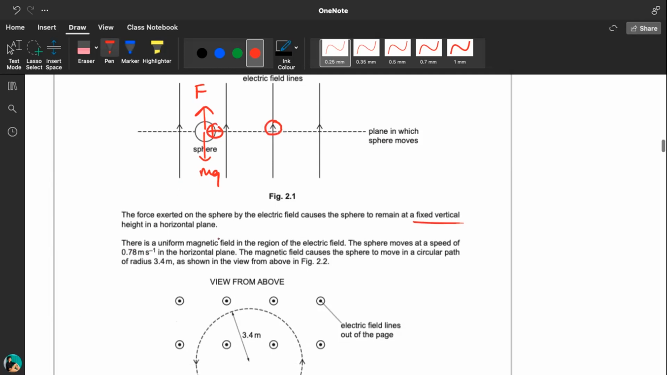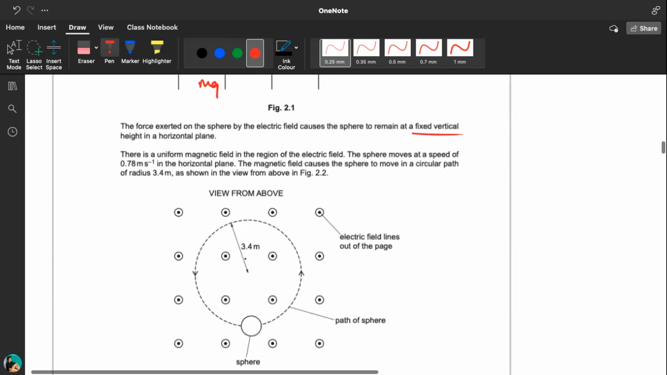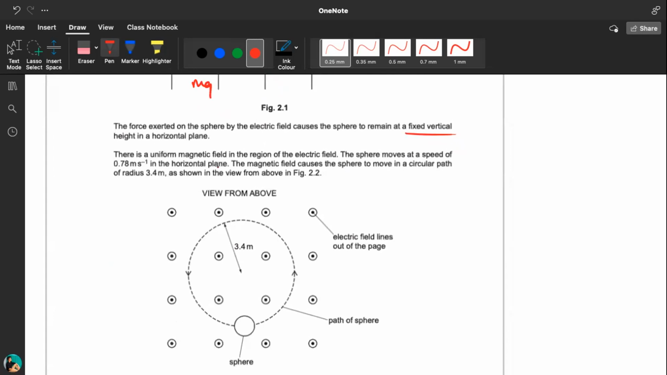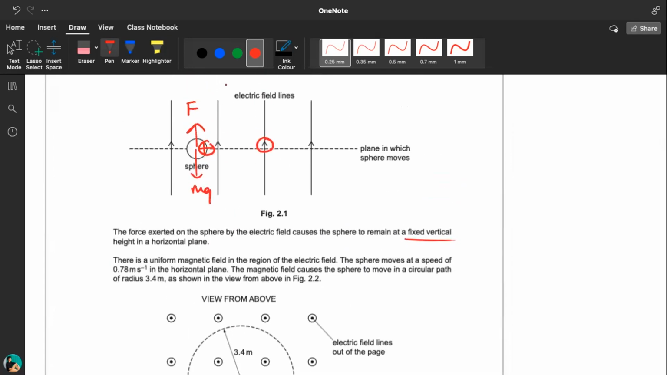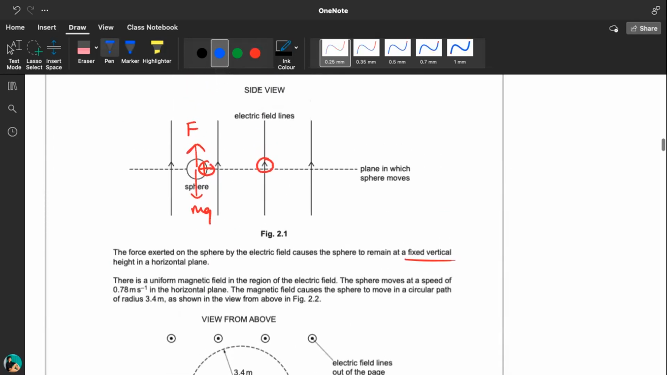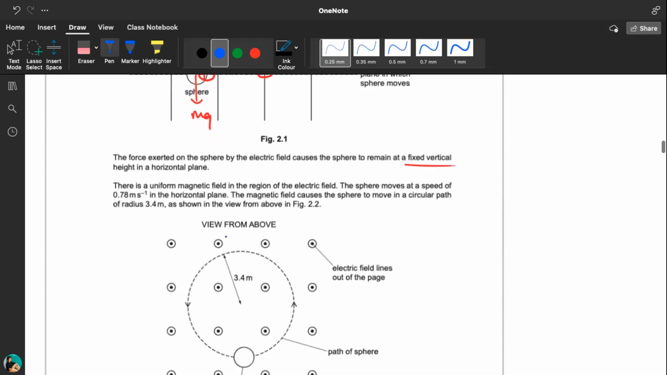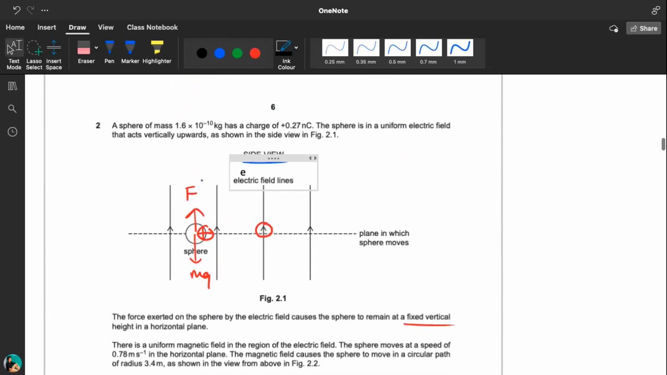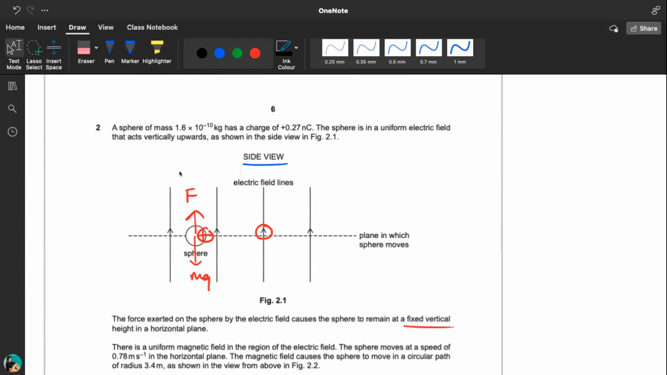There is a uniform magnetic field in the region of the electric field. The sphere moves at a speed of 0.878 in the horizontal plane. The magnetic field causes the sphere to move in a circular path, as shown in the diagram here, right? This is the view from above. So let's see these two diagrams. This one is the side view, right? Side view, and view from above, it is moving in a circle.